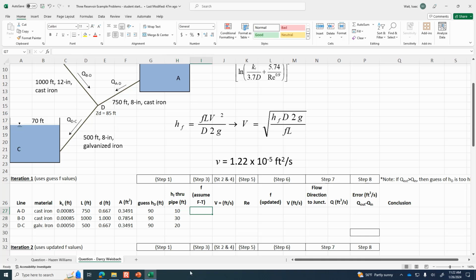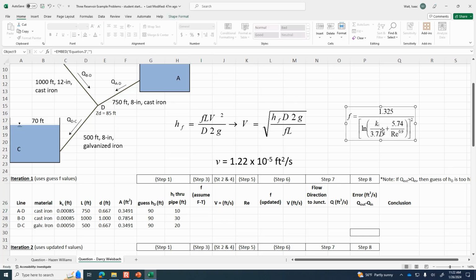All right, now here it's saying let's assume fully turbulent flow. Instead of just saying 0.02, let's try and do better than that by taking the full Jain equation. So when we're assuming fully turbulent flow, I'm just going to type in the Jain equation, but I'm going to ignore this second term in the denominator.